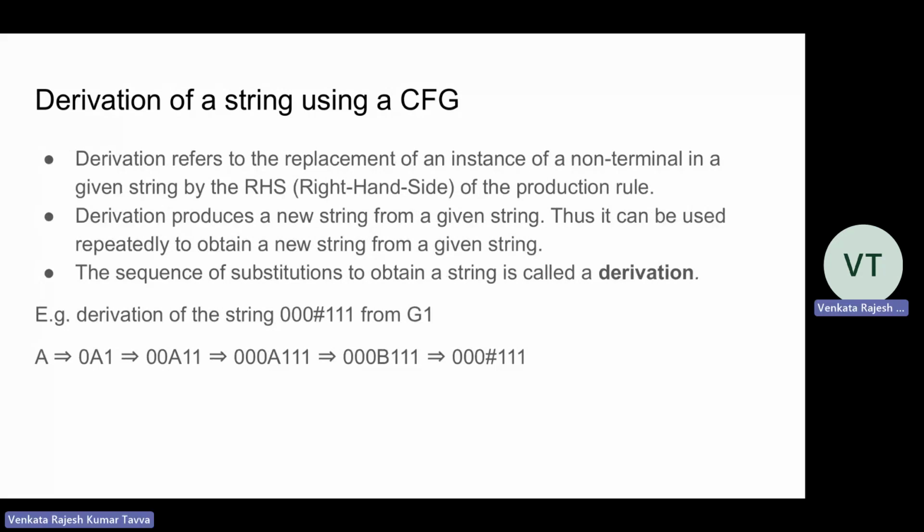Okay, so there is a rule B goes to hash. So B will be replaced with hash. There is a rule A goes to B. So here A will be replaced with B. There is a rule A goes to 0A1. So here A will be replaced with 0A1.